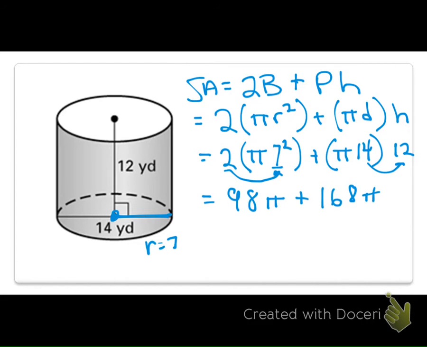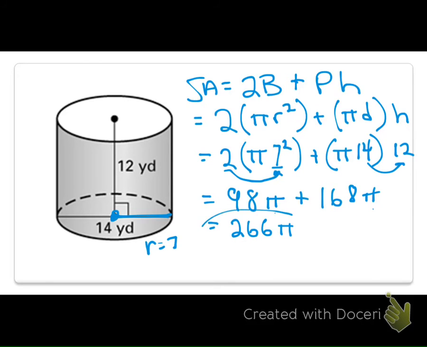So now I have 2 answers in terms of pi. Now these are like terms. Since they're both pi, I can actually add these together because they both have a pi on them. So when I do 168 plus 98, that is going to get me 266 pi.